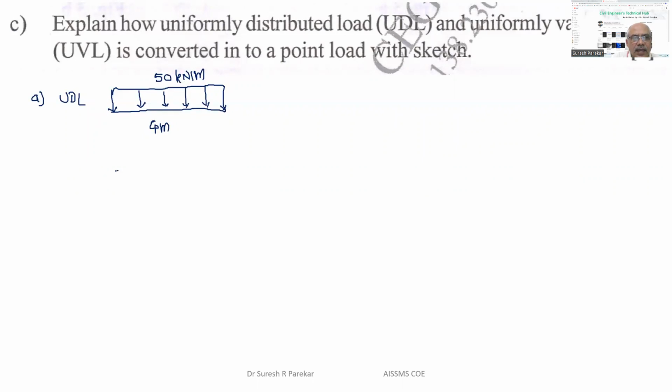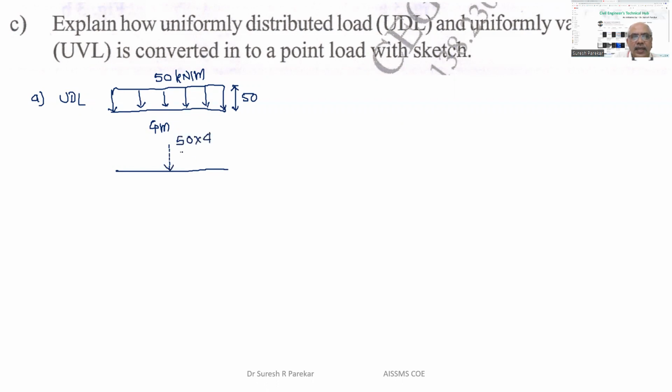So now when we calculate the point load, we have the area of this: height we have as 50 and length we have 4. So total we have 200 and that will act at the center.